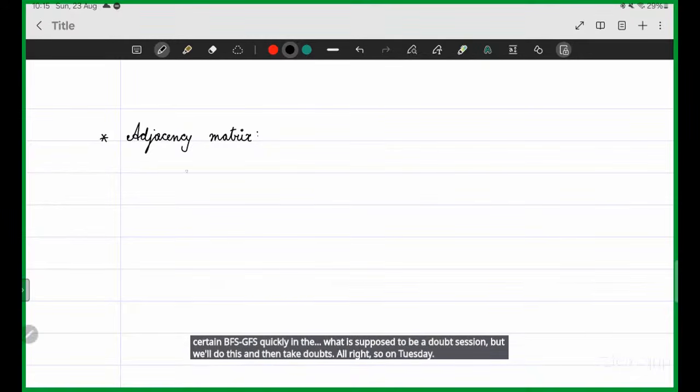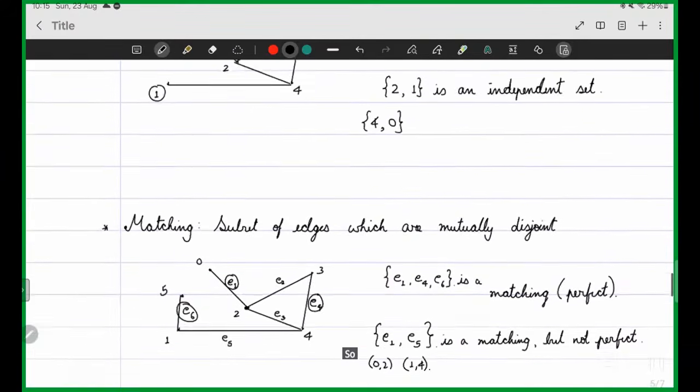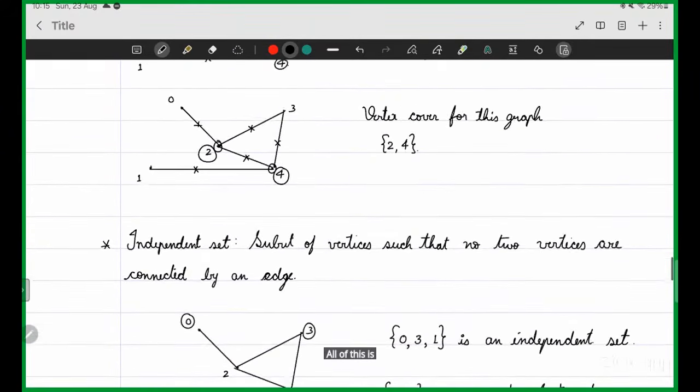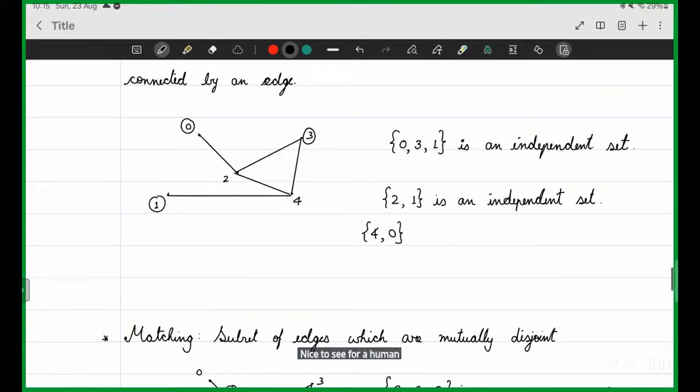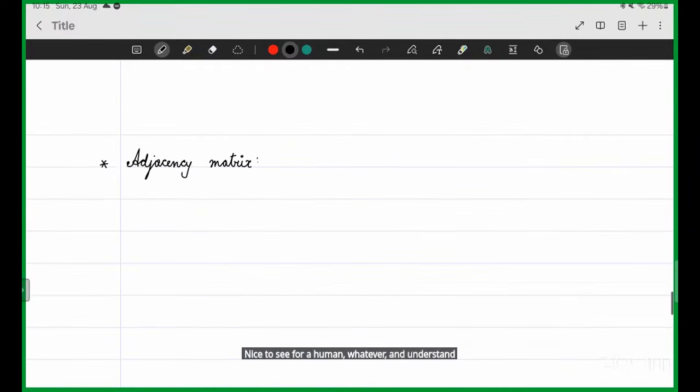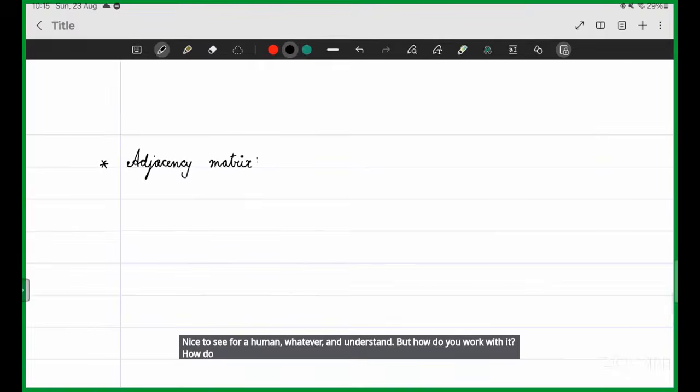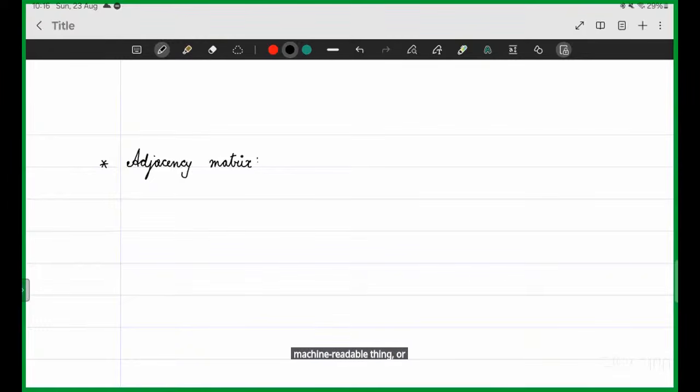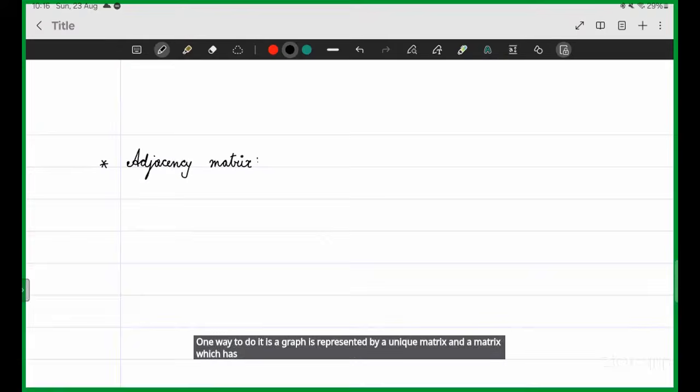So all of this is nice to see for a human and understand. But how do you work with it? How do you code it into a machine readable thing, or even for you to work with? One way to do it is that a graph is represented by a unique matrix, a matrix which has entries only from 0, 1. This corresponds to a graph.